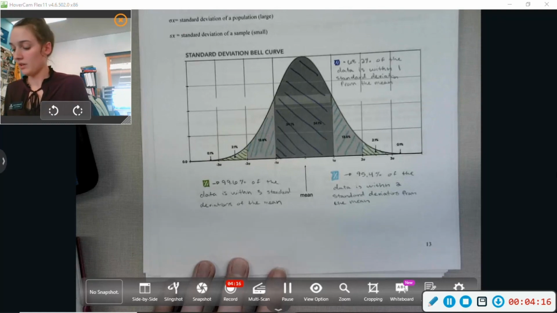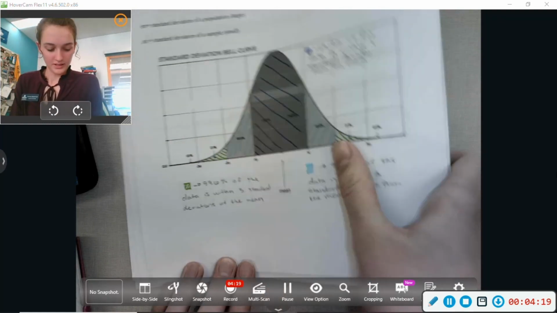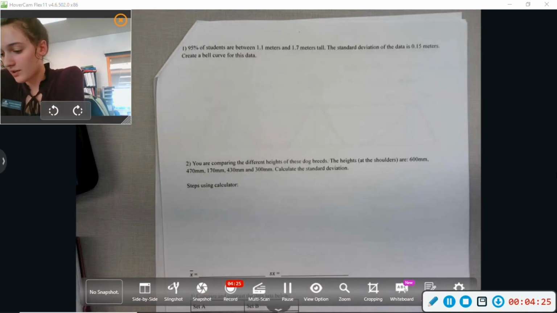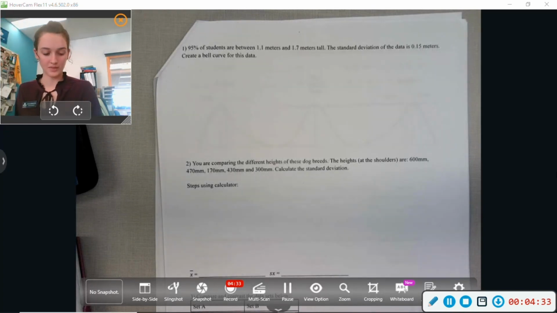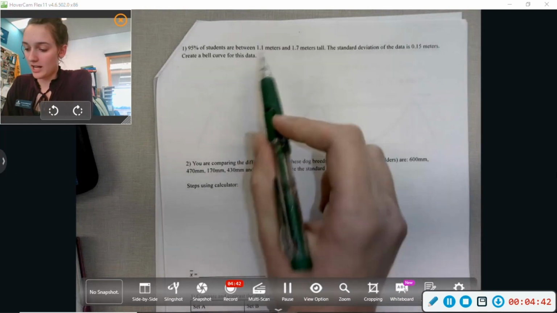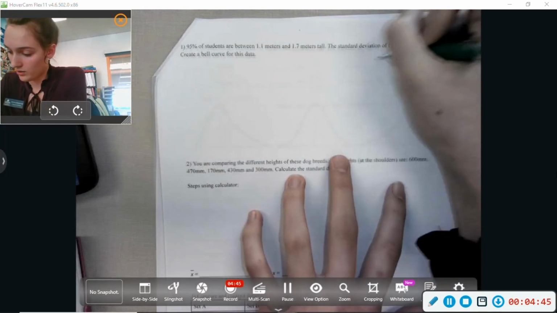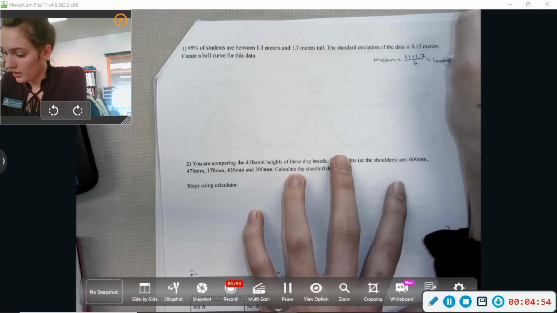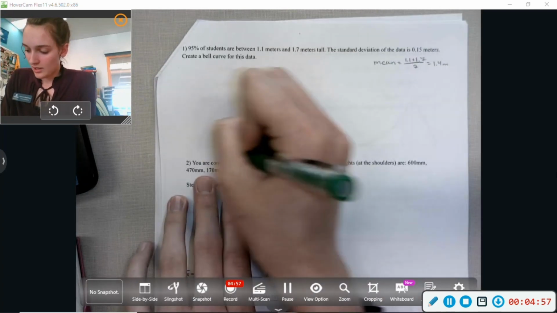All right, so let's take a look at this example problem. 95% of students are between 1.1 and 1.7 meters tall. The standard deviation of the data is 0.15 meters. Create a bell curve for this data. First, I need to calculate the mean, and to do that I'm going to average these two numbers. So my mean is going to be 1.1 plus 1.7 divided by 2, and that equals 1.4 meters.